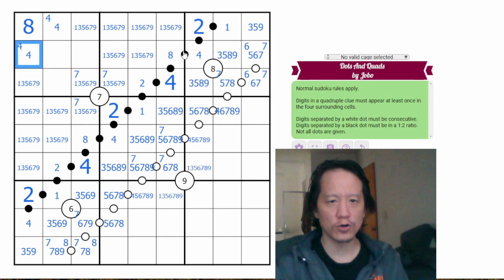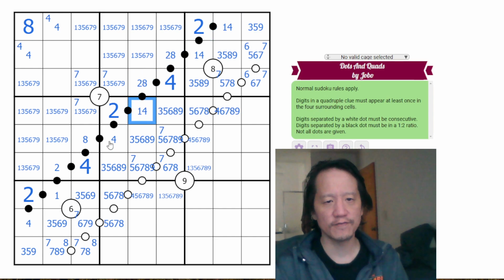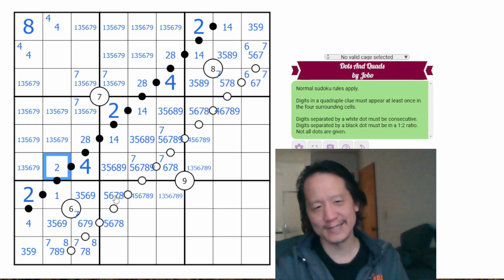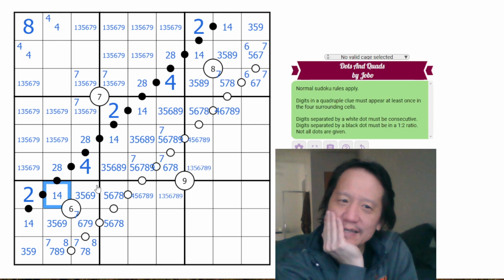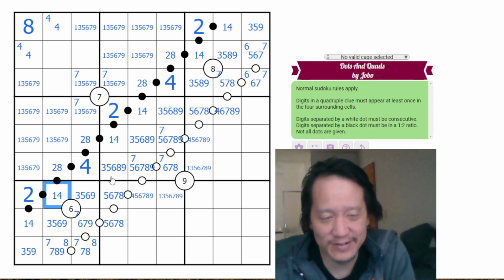If this is 4, this becomes 1, this is 4. So that's 2, which makes that 8, which makes that 4, which makes that 1, which makes that 2, which makes that 8, which makes that 1, which makes that... Okay, so it's the same thing. Okay, that doesn't help.